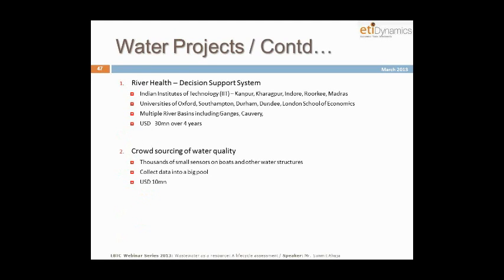The other important project is the River Health Decision Support System. This is a project with a consortium of IITs. IITs are the number one engineering institutes of India. This is a consortium with the University of Oxford, Southampton, London School of Economics. So the project is about getting the river health decision support system tool in place. This tool will be used by policymakers to understand the effects of decisions on river health. So this is again being done under the River Ganges project.